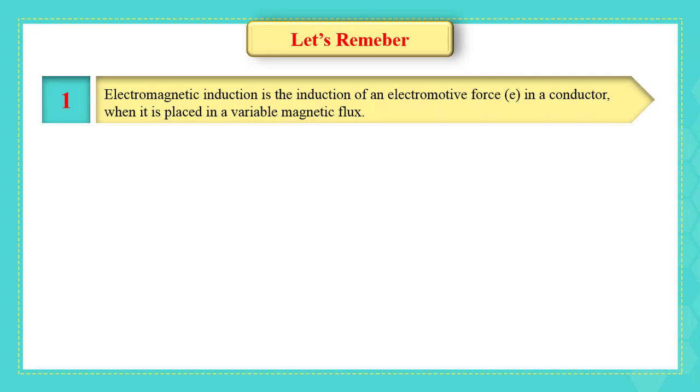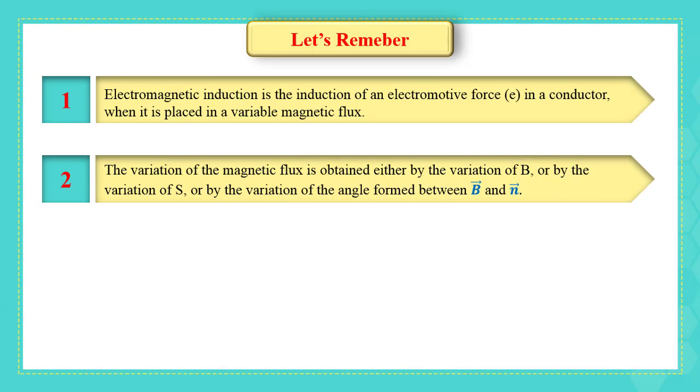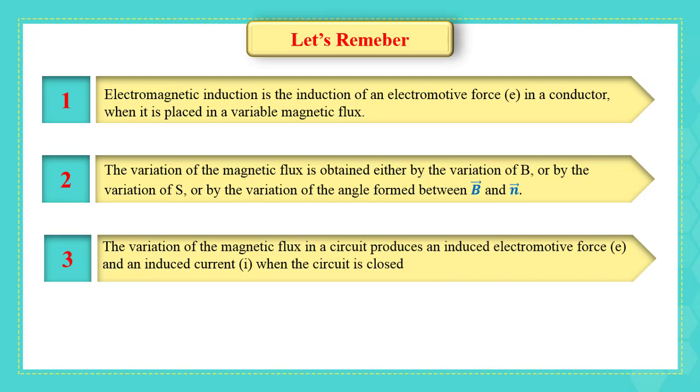1. Electromagnetic induction is the induction of an electromotive force E in a conductor when it is placed in a variable magnetic flux. 2. The variation of the magnetic flux is obtained either by the variation of B or by the variation of S, or by the variation of the angle formed between the B vector and the N vector. 3. The variation of the magnetic flux in a circuit produces an induced electromotive force E and an induced current I when the circuit is closed.